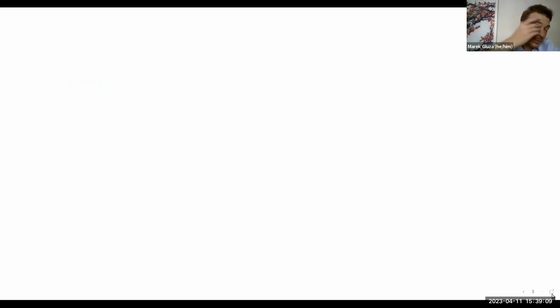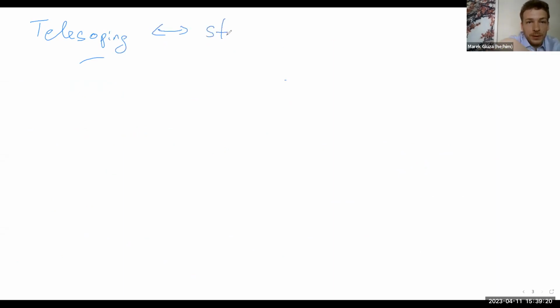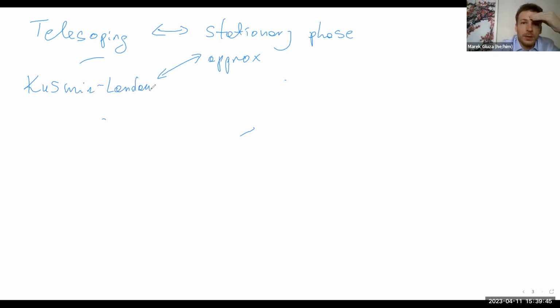So the plan will be to show telescoping, and the continuous version of telescoping in some way would be stationary phase approximation. And the discrete counterpart of the stationary, so telescoping plus something called, I call it Kuzmin, but it's also called Kuzmin-Landau. If we take those two things together, we get the stationary phase approximation.